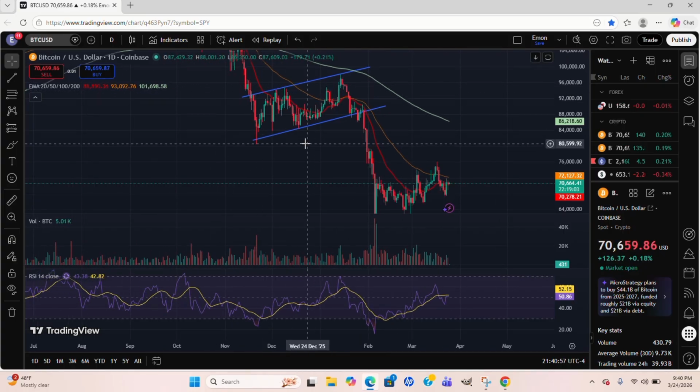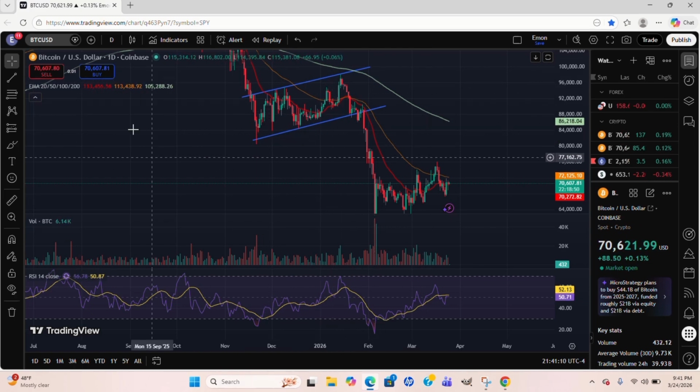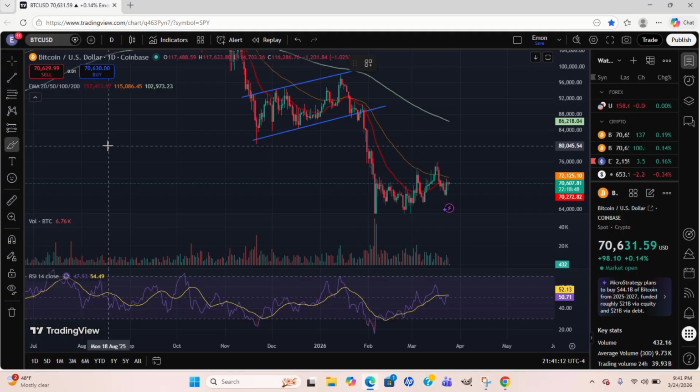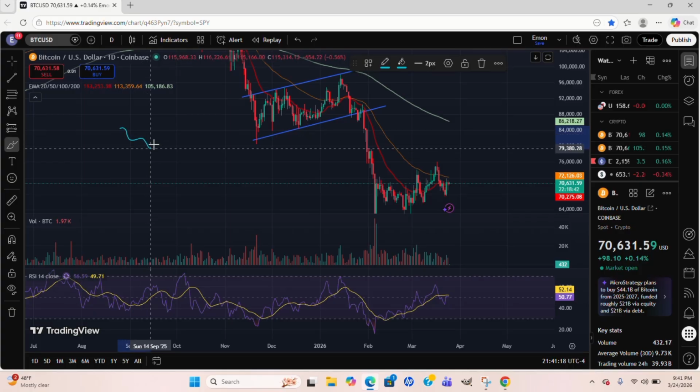I drew a parallel channel, and you see how price respected this parallel channel very well. Parallel ascending channel. It's moving up, so ascending. So, for example, this is ascending, right? Oh, what a bad drawing. And this is descending.